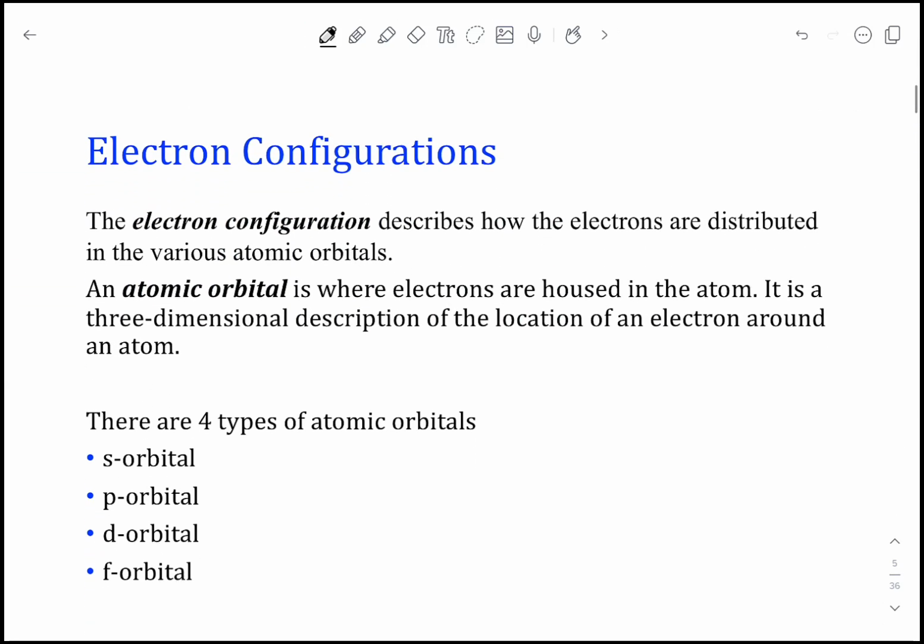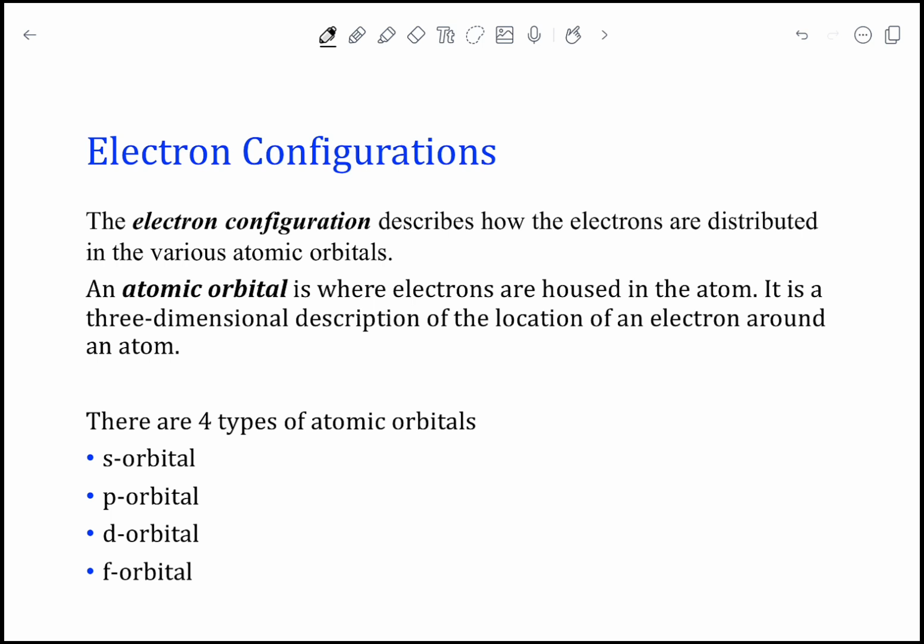Okay, so let's talk about these electron configurations and how we're organizing electrons in our periodic table. Generally, an electron configuration describes how electrons are distributed in the various atomic orbitals.